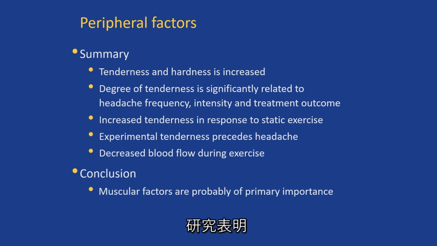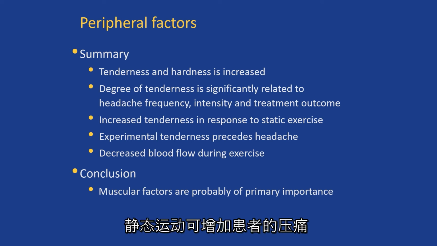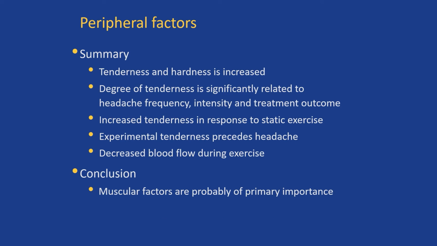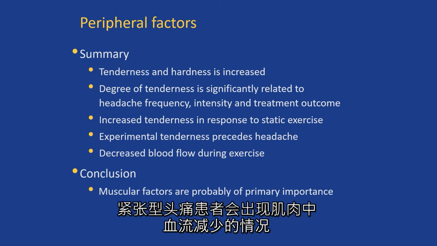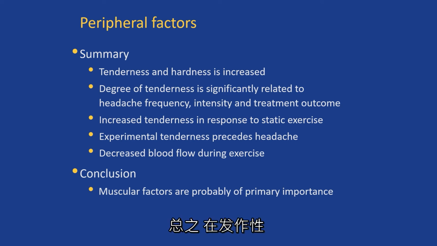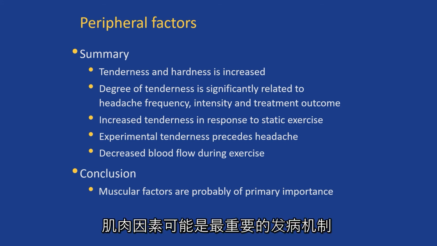It has also been shown that static exercise can induce increased tenderness in patients. And experimental tenderness has also been shown to proceed to headache. Moreover, decreased blood flow was demonstrated in muscles in patients with tension type headache during exercise. So in conclusion, muscular factors are probably of primary importance in episodic tension type headache, as well as chronic tension type headache. As already mentioned, central sensitization of nociceptive pathways plays a role in pathophysiology of tension type headache.